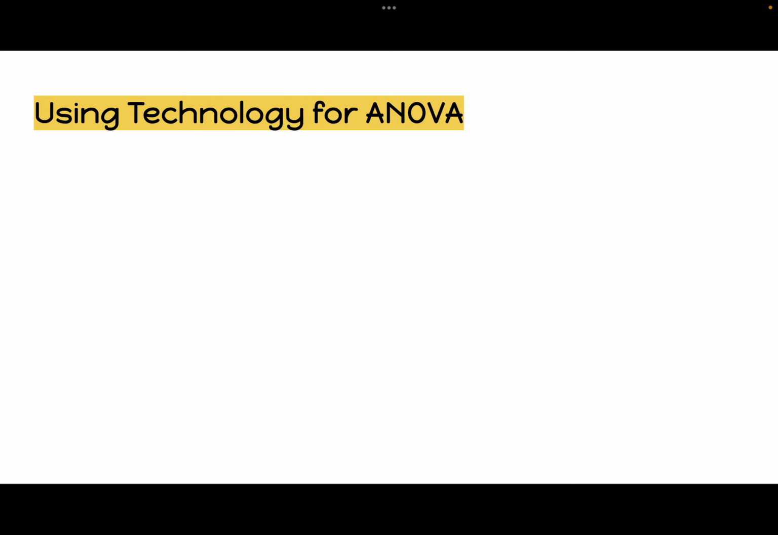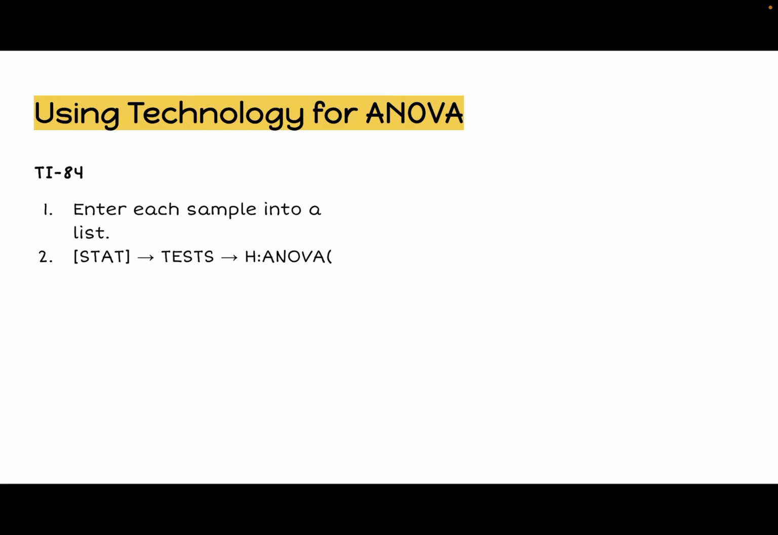So let's really quick look at those function calls, and then we're going to do some examples. So on the TI-84, first you have to make sure that your sample data goes into lists. So for these ANOVA problems, you're going to be given sample data instead of statistics. You need to enter that sample data into lists. So first sample goes in list 1, second sample goes in list 2, and so on. Next, you're going to call ANOVA, which is in the stats test menu, and it should be the very last function call in that menu. So you're going to go all the way to the bottom.